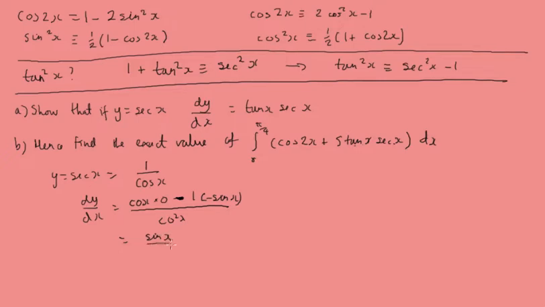So here we're going to get sine x over cos squared x, which is the same as, we know that the inverse of cos is sec, and sine over cos is tan, and that's tan x sec x. I'll just write those over here. So we already know that 1 over cos is sec, but sine over cos is tan. So now we've proven that, we can go and do our integral.